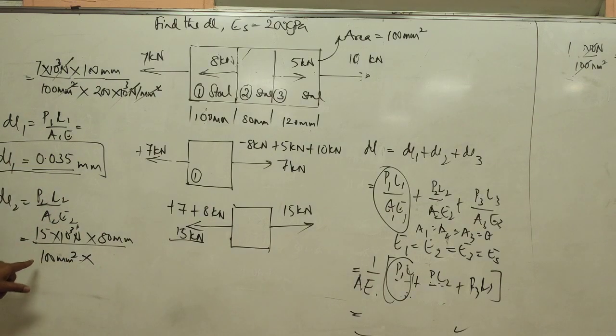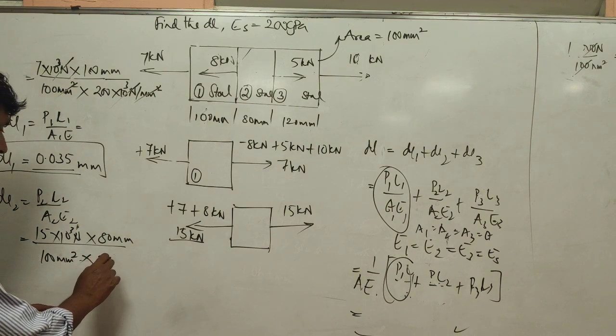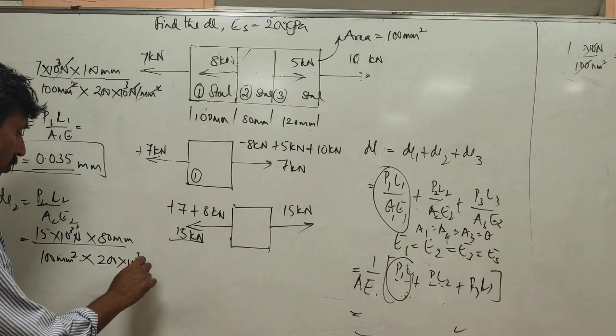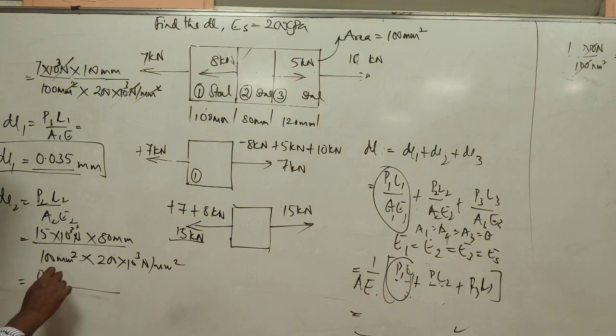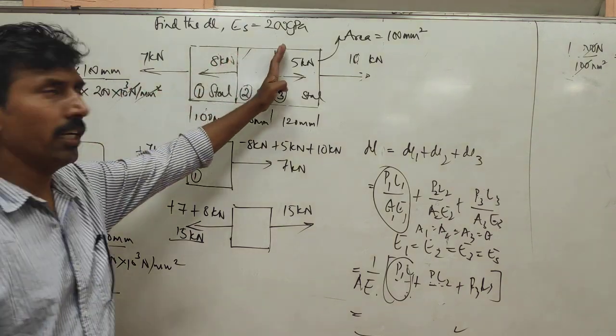So E, Young's modulus of steel, which is 200 into 10 to the power of 3 Newton per mm square. Now what is the answer, guys? 0.067.